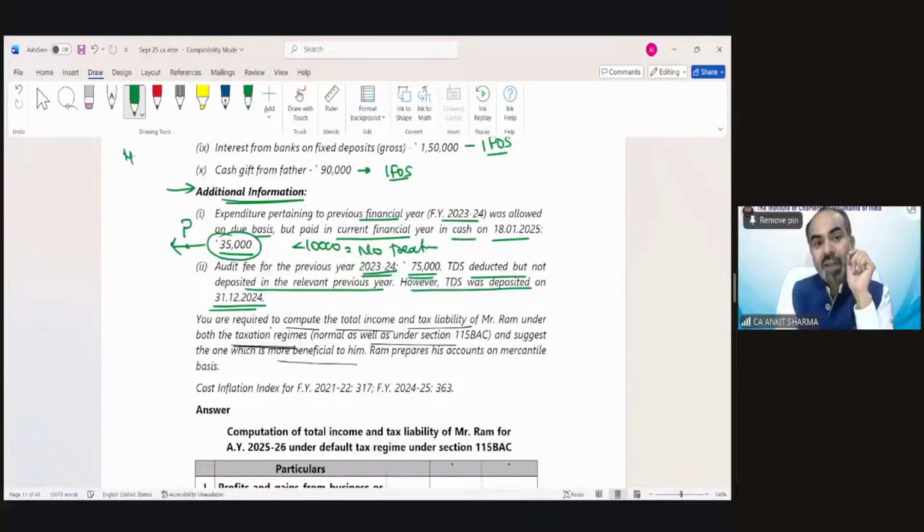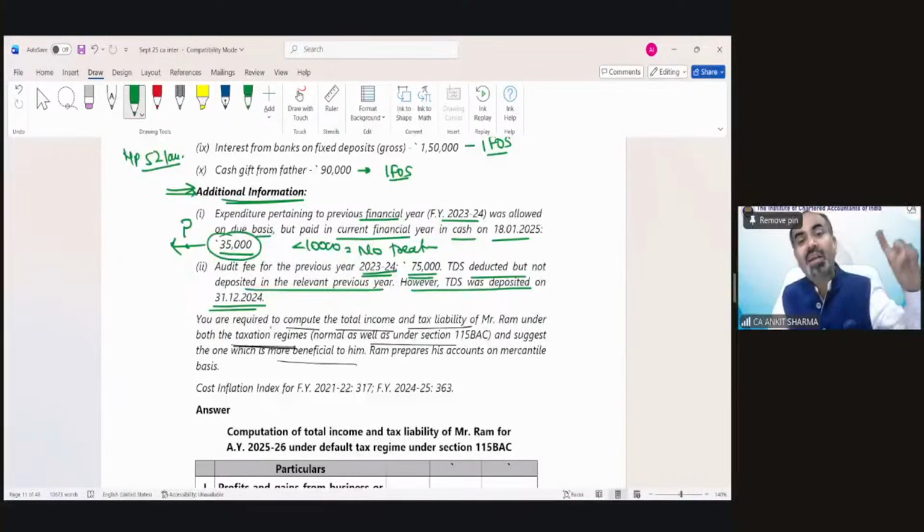The net profit has been given 52 lakhs. So that means this is additional information. So this 35,000 has not been claimed in this profit yet. So even if it is less than 10,000, then we do not need to do any treatment because we did not claim this in this year. We have claimed it in the last year. Why are we adding back?